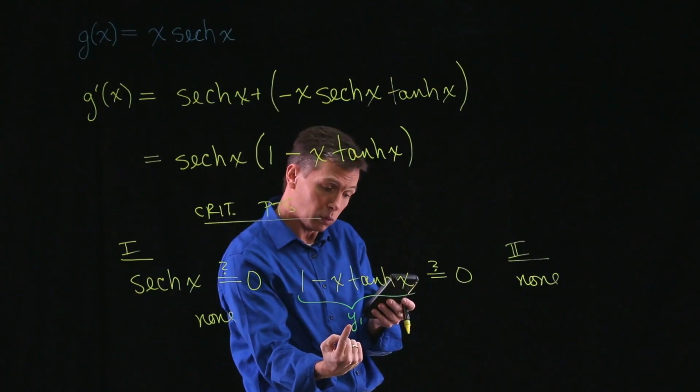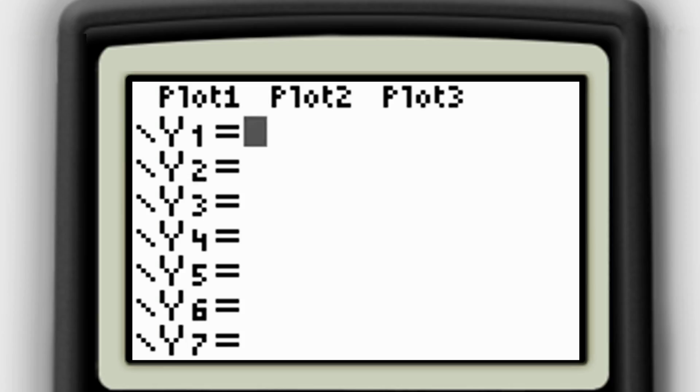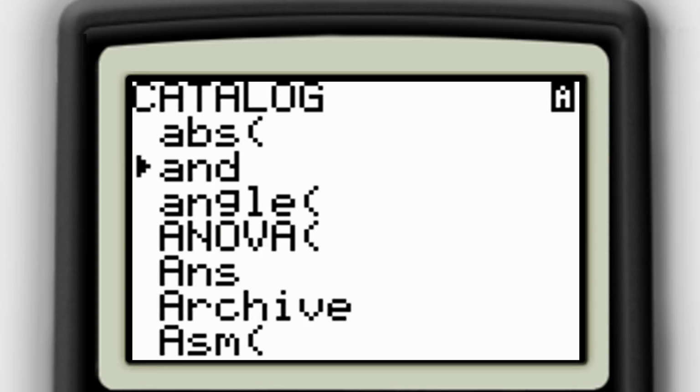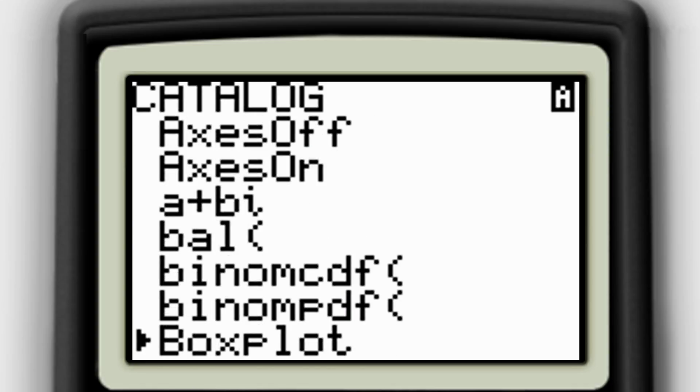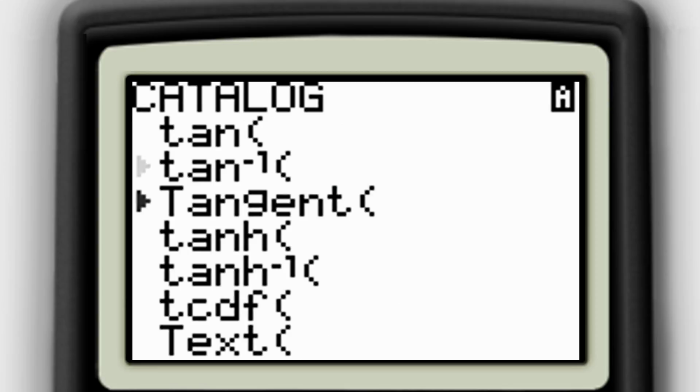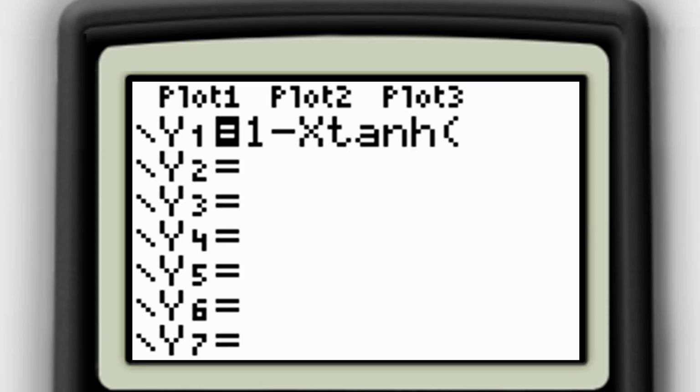So in my y1, I am putting 1 minus x. But in order to find this hyperbolic tangent, you might have to dig through some menus, or a catalog is what I have to go through. I'm bringing up my catalog, and I'm getting down to the t's, and there's my tan with an h afterwards, the hyperbolic tangent. I'll put that. Don't forget the argument of x. And now I'll graph it.